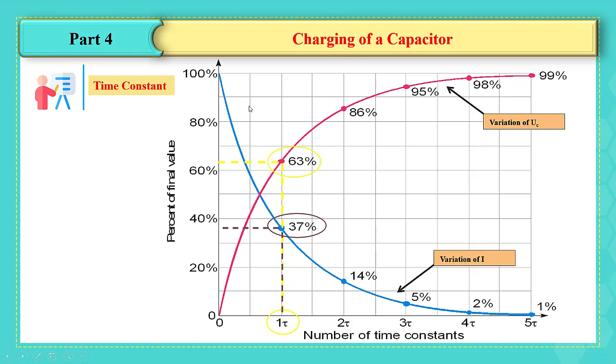The other curve, this one in blue, shows the variation of I. We can see that this is an exponential function decreasing from the maximum current, which is at time t equal to 0, and decreases towards 0 at time t equal to 5 tau, where practically the capacitor is fully charged. And we know that at time t equal to tau, the current has a value which is 37% of its maximum value.